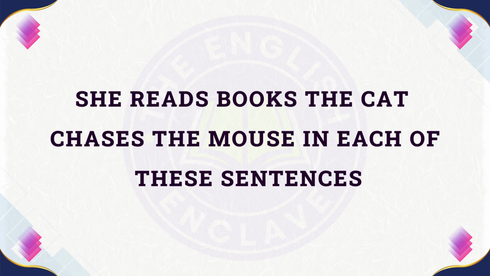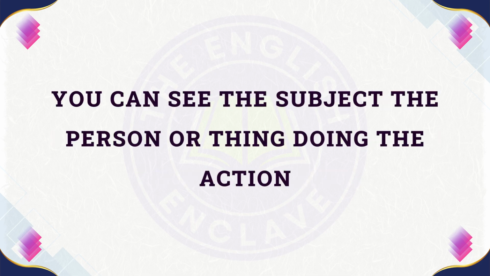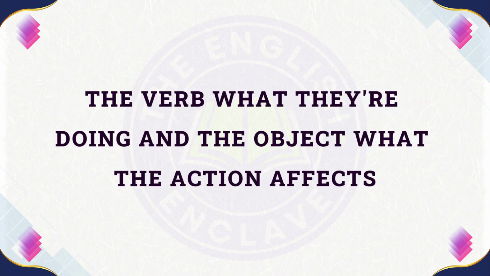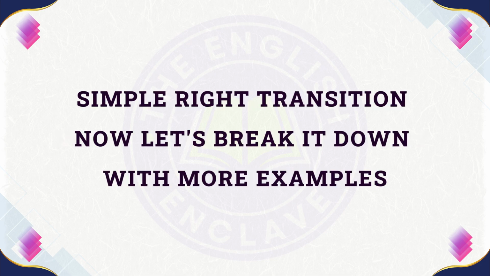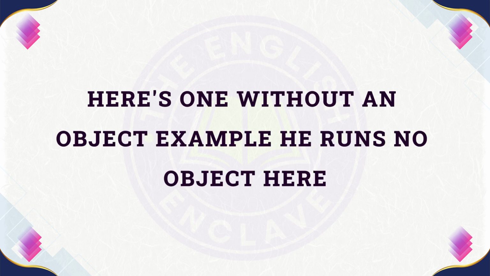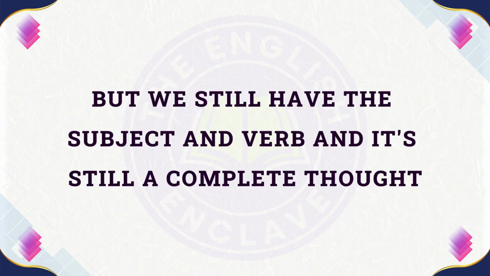In each of these sentences, you can see the subject, the person or thing doing the action, the verb, what they're doing, and the object, what the action affects. Simple, right? Now, let's break it down with more examples. Here's one without an object. Example: he runs. No object here, but we still have the subject and verb, and it's still a complete thought.